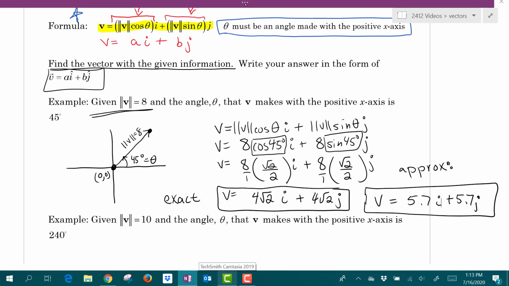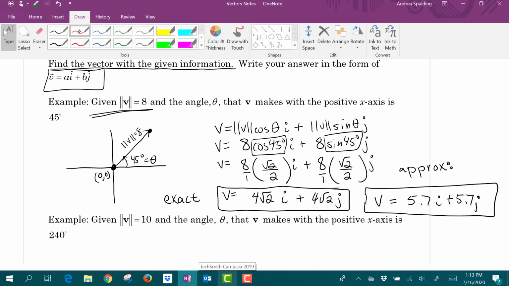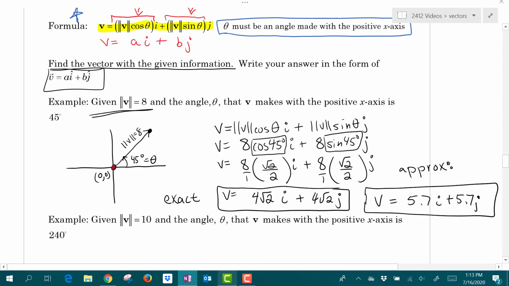So what have we actually found? Let's just make sure we understand that. We found that if we start at the initial point of this vector, we would go to the right about 5.7 units, and then we would go up from there also about 5.7 units. So we found that a value and that b value that represent the components of that vector.